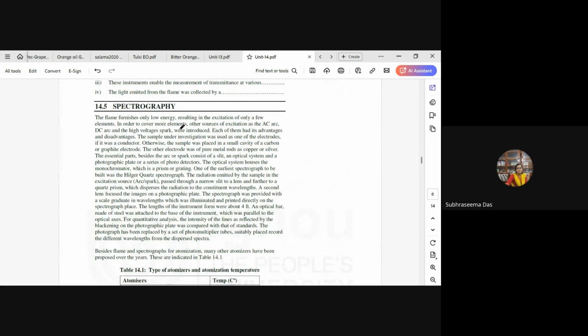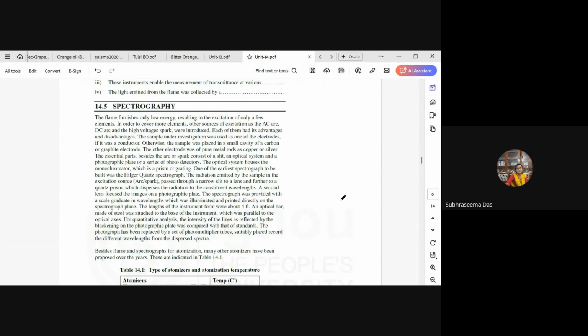Now coming to spectrography or spectroscopy. In the spectrograph, the flame furnishes very low energy, so it results in the excitation of only a few elements. In order to cover more elements, other sources of excitation are the AC arc and the DC arc, or sometimes high voltage sparks are used. All these sources have their pros and cons.